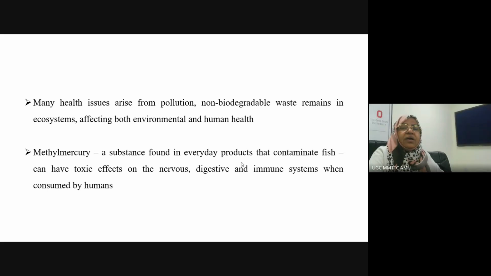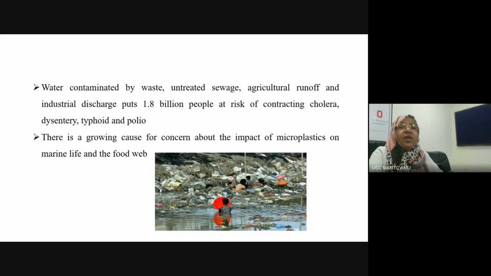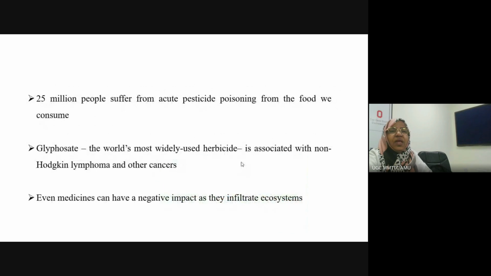Both these chemicals are harmful. Water contaminated by waste, untreated sewage, agricultural runoff, and industrial discharge puts 1.8 billion people at risk of contracting bacteria, cholera, dysentery, typhoid, and polio. There is a growing cause for concern about the impact of microplastic on marine life and the food web, जो भी हमने बात की थी.